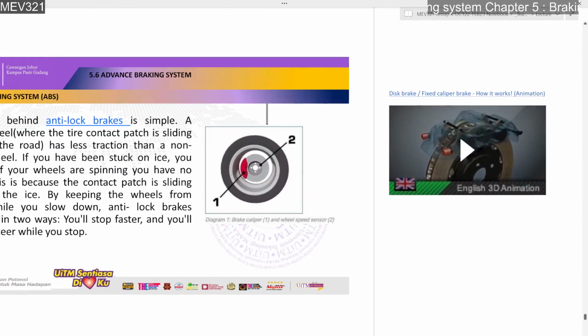Okey, yang ni dah tunjuk tadi, disc brake caliper silap kat sini. Ni tak perlu kat sini lah video ni.